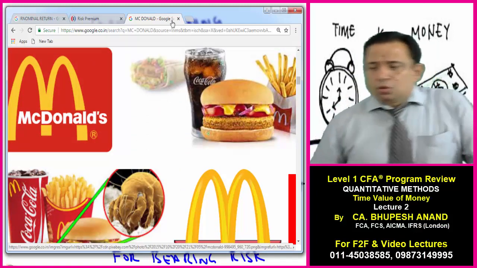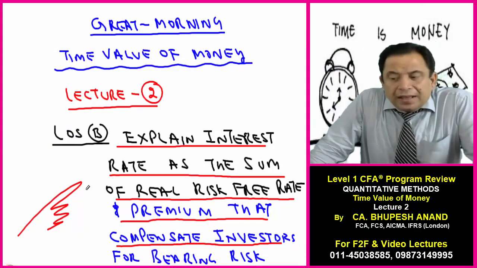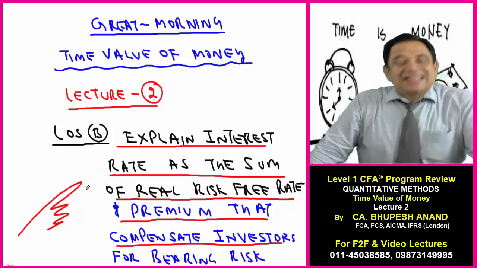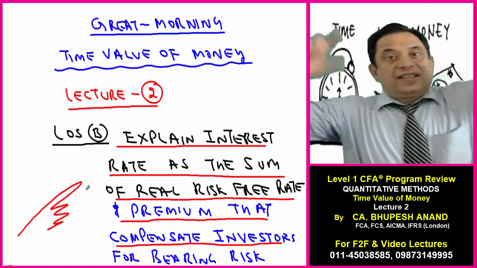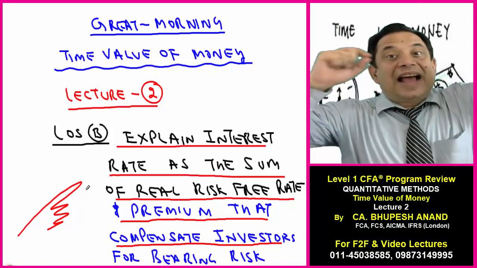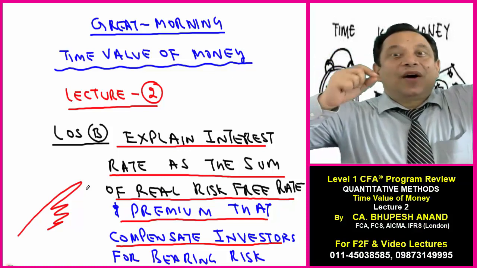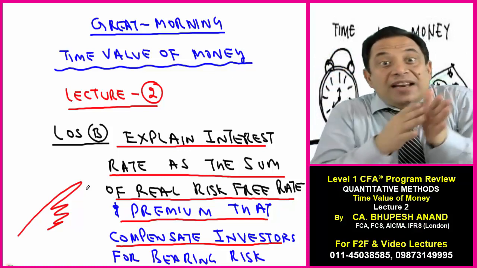So let me move to a very interesting part today, and that is learning outcome number B. Explain interest rates as... We have discussed in learning outcome A that interest rates are represented as required rate of return, discounting rate, opportunity cost. Now we are in LOS B.